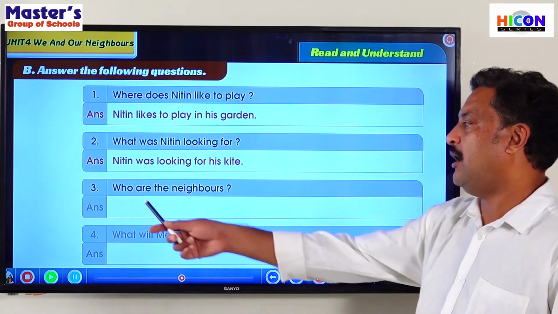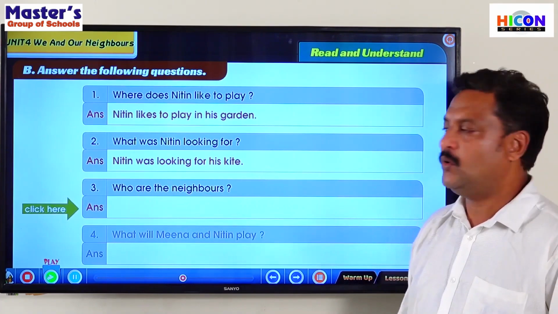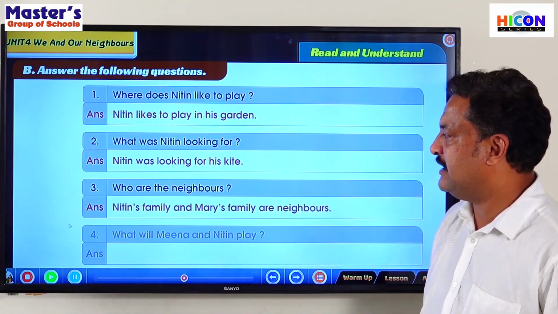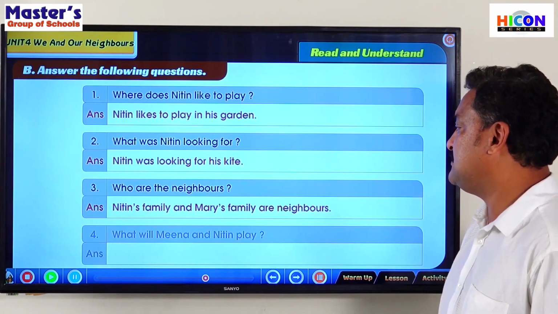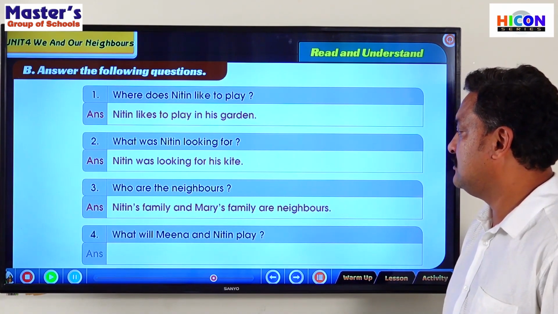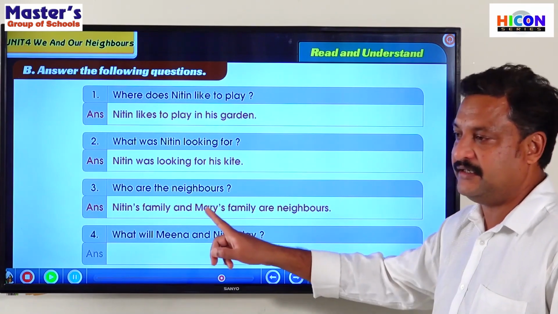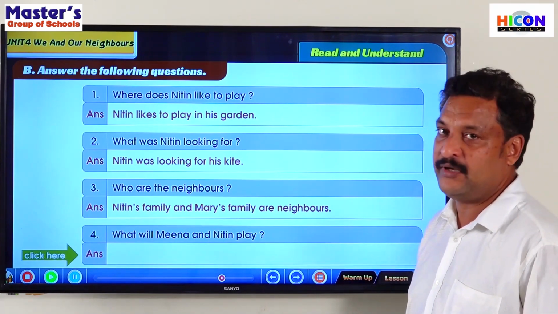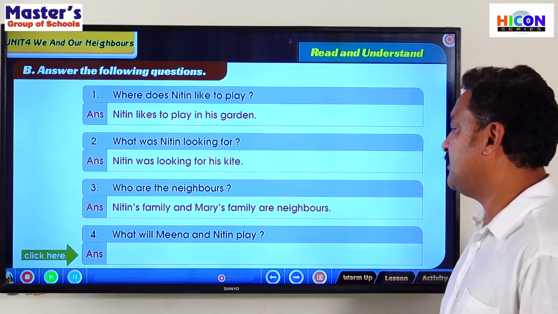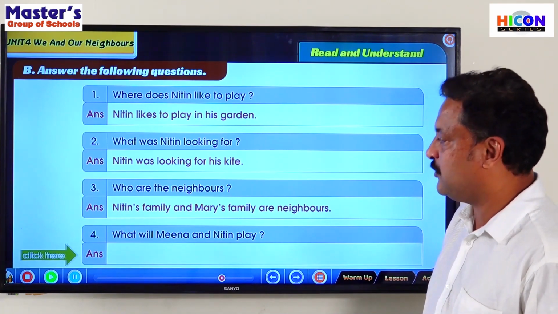3. Who are the neighbors? Let's check the answer. Nitin's family and Mary's family are neighbors. So there is a mistake here. It's not Mary's family, it's Meena's family. Right? Meena's family.